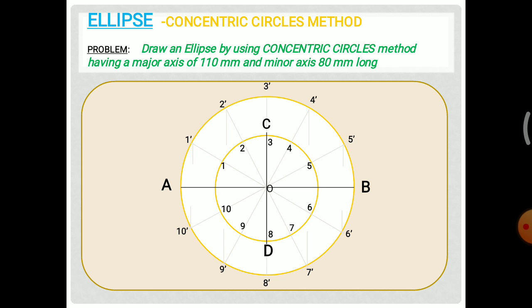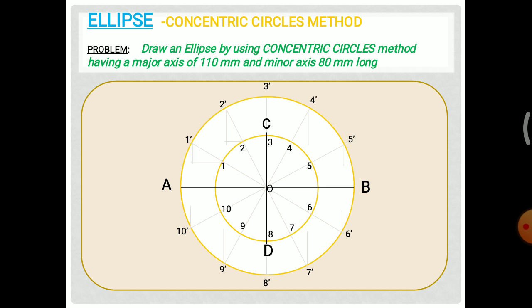Then draw a horizontal line from the minor axis points, that is from 1, 2, 4, 5, 6, 7, 9, 10, which intersects the vertical points. So which intersects the vertical line drawn before. So the horizontal line drawn is parallel to the line AB.